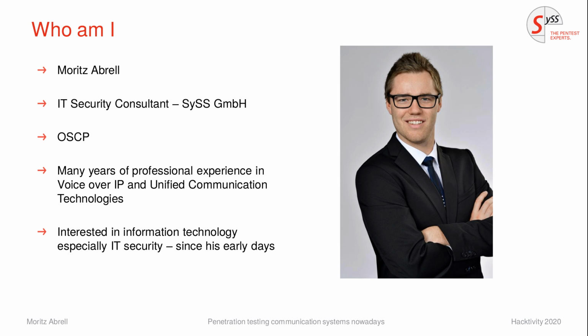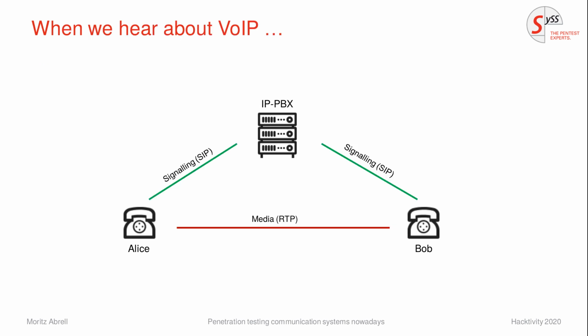When we hear about voice over IP, we usually see something like this. 2 IP hard phones and 1 IP PBX. And for signaling they're using SIP, and for media transport they're using RTP. But in my opinion, this chart is no longer current.